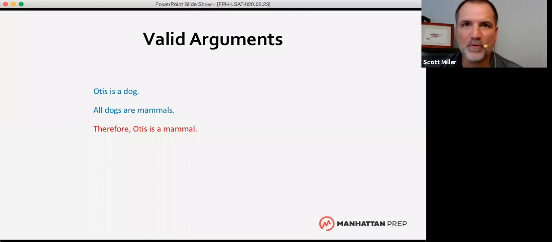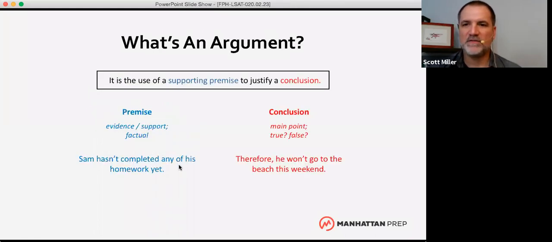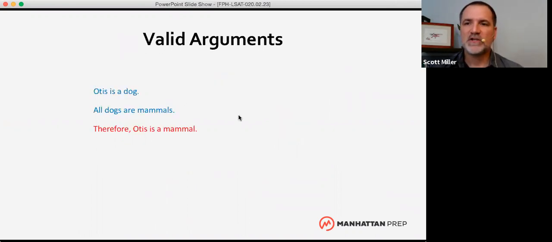We're going to see a lot of broken arguments. Like I said, if you noticed a moment ago that this argument isn't very convincing, you're going to see a lot of arguments like that on the LSAT, ones that are not very convincing. So we want to know what a convincing argument looks like, what a valid argument looks like. And what you see on the screen right now is a valid argument.